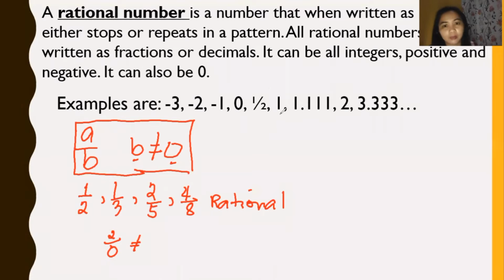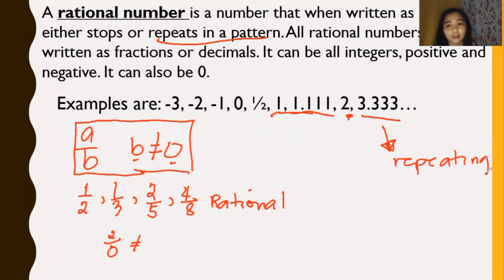So, next we have here 1 is a whole number or positive integer. We also have 1.111. As we define the rational number here, it is a decimal that repeats in a pattern. Therefore, it is a rational number. And we have 2, a positive integer, so it is a rational number. We have 3.333, also a rational number. It is a repeating decimal.